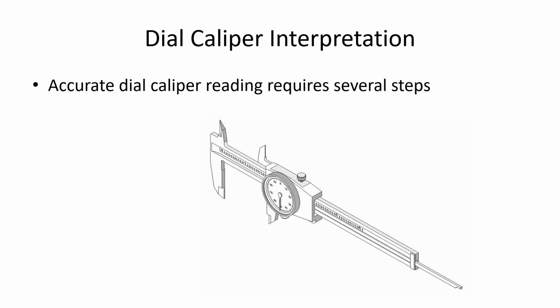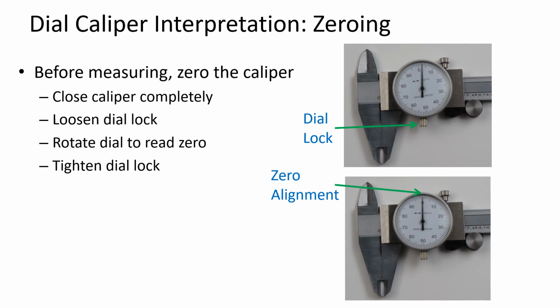Accurate dial caliper reading requires several steps. The important step is to zero the dial caliper first before taking the measurement, because this dial is made to rotate around. So if it's completely closed like this, it should read 0, but it's actually reading a little bit more than 0. So what you would do is follow these steps.